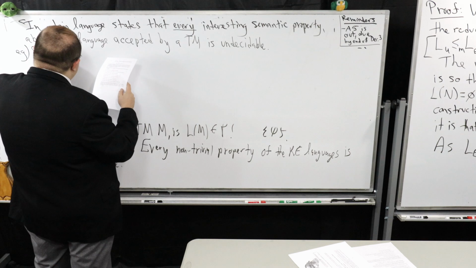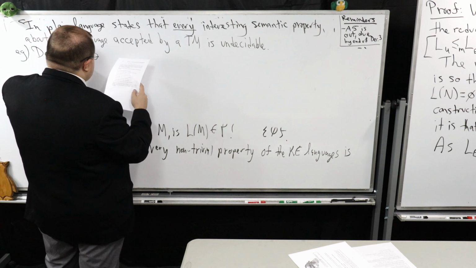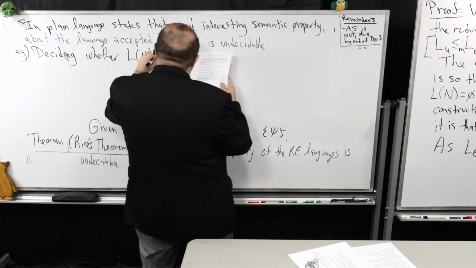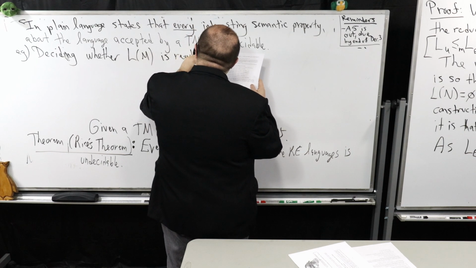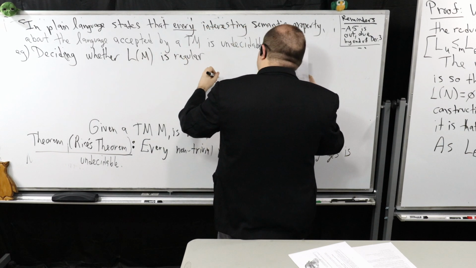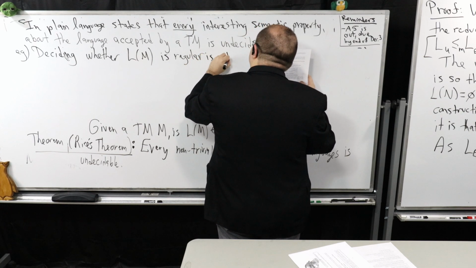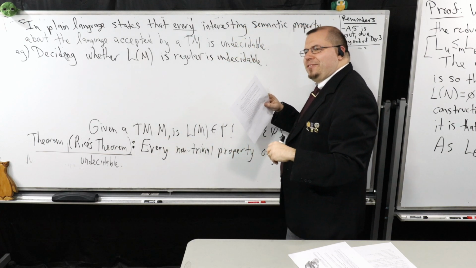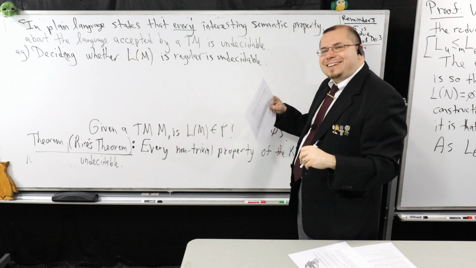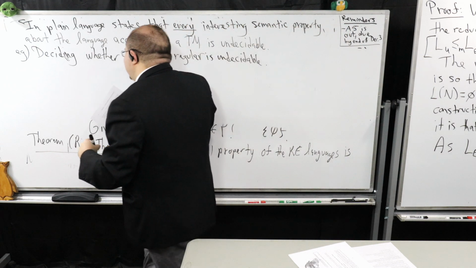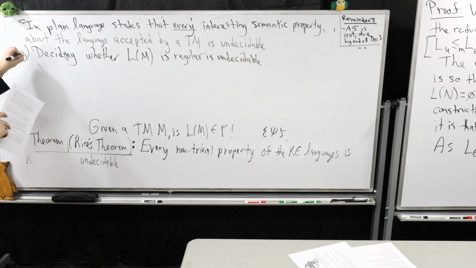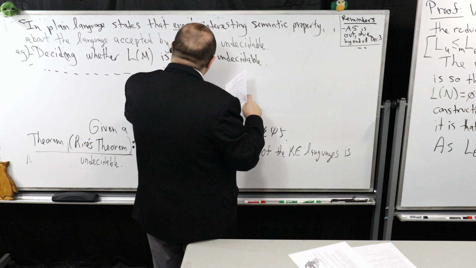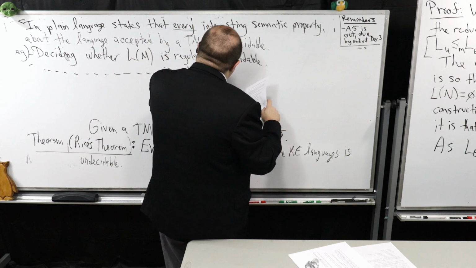So you could say that deciding whether L of M is regular. So if I give you a Turing machine and I ask, is the language of that machine regular? This is undecidable. Strange as it sounds, because with a DFA, it's most certainly decidable, right? But not with a Turing machine. No, Turing machine's way too broad. You could do the same thing. Is it context-free? Is undecidable.